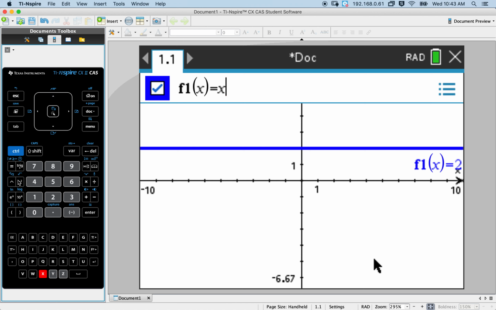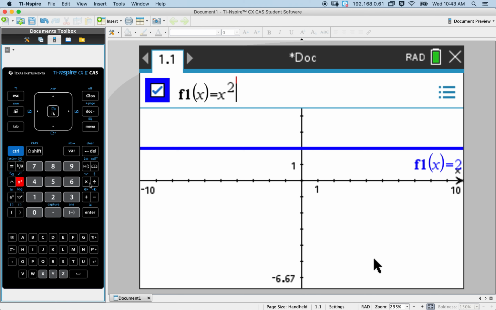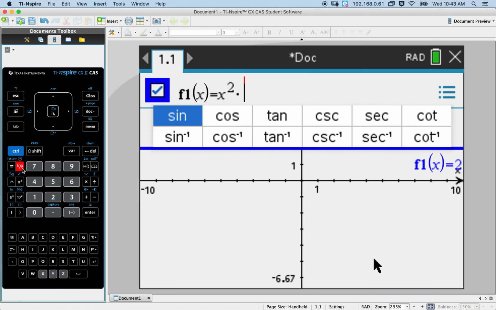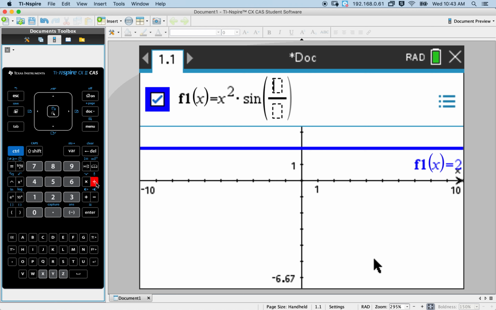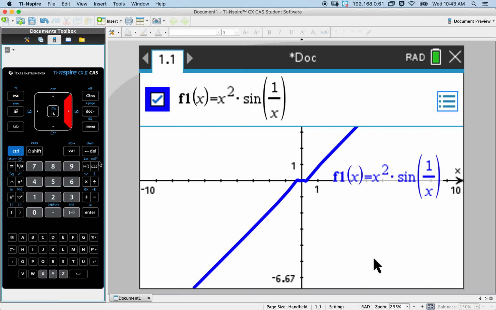Okay, x squared times, we're going to do sine of 1 over x. I hope you're all following along with me in your calculator. I know it might seem silly, like you could just watch me do it, but you need to be really fast with your calculator, and the only way to do that is to practice. So I'm going to encourage you to use your calculator along with me so you can just practice.